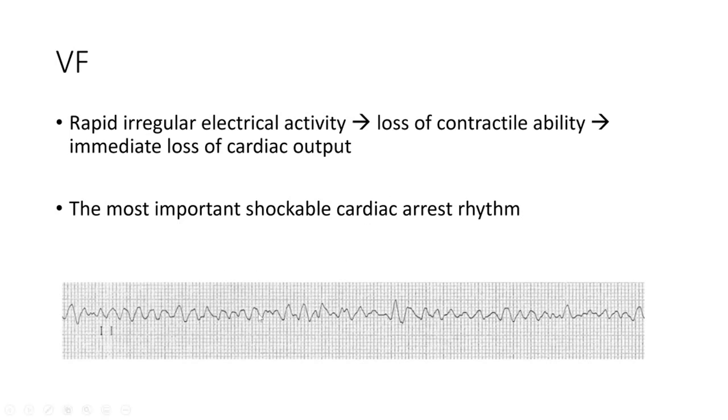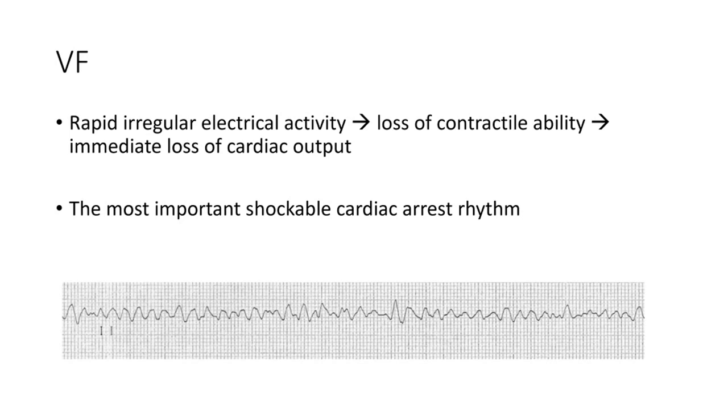And we see the classic waveform, something like this, which is an irregular amplitude looking waveform where it's also an irregular rate. It's not doing much, it's just fibrillating around a baseline there.